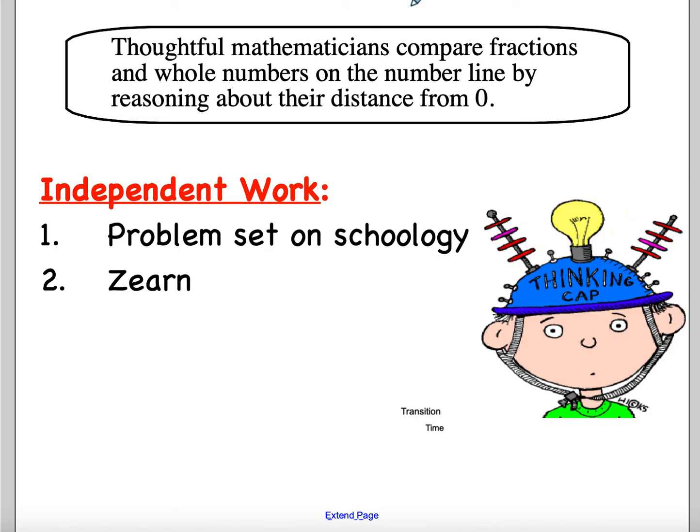So today, thoughtful mathematicians are going to compare fractions and whole numbers on the number line by reasoning about their distance from zero. So essentially, we're going to use our number line and determine how large or small they are, comparing them to zero to be able to compare these fractions.